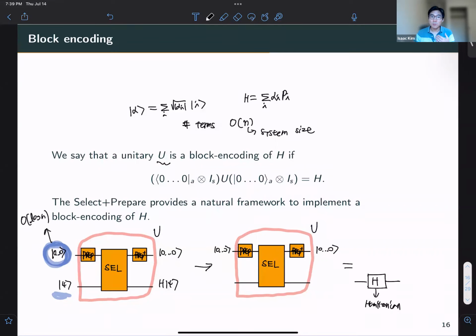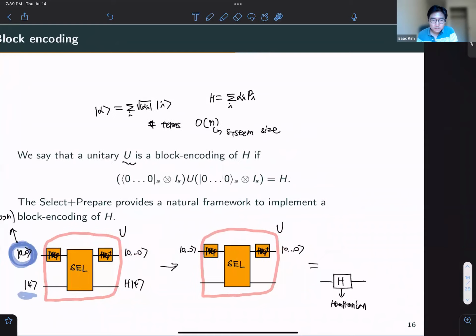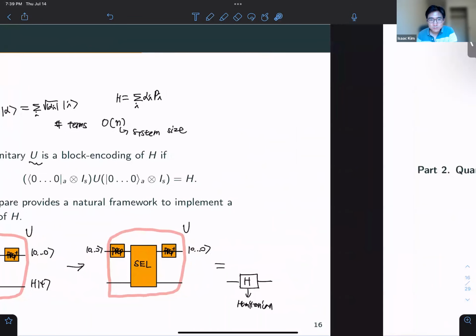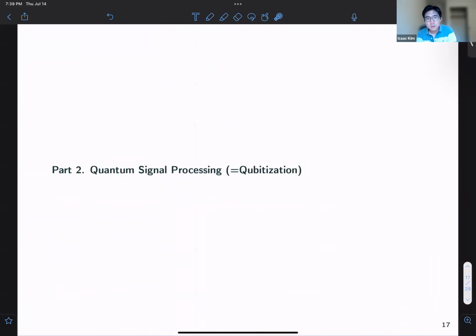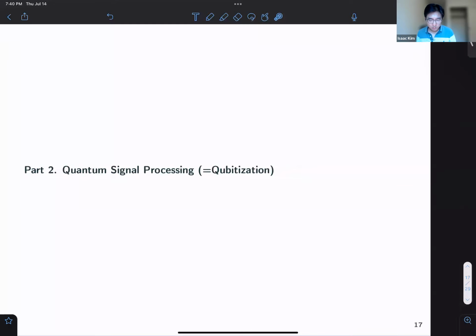So it is true that we need more, but it is subleading in n. And in practice, it's also very small, like 10 or 20. Actually, more like 10 or 5. Okay. There are no other questions. Let me move on to the qubitization part.